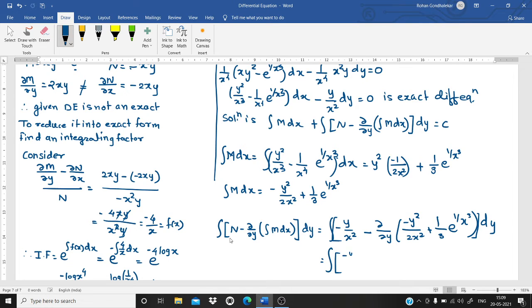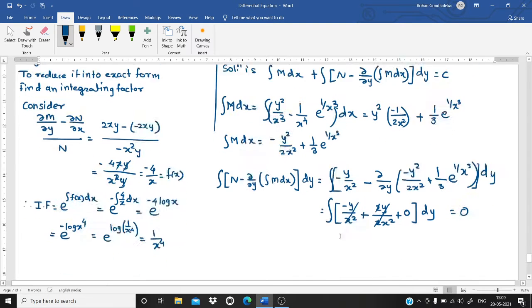integral of this, minus y upon x square as it is, and this minus becomes plus, derivative of y square is 2y upon 2x square, plus derivative of this term with respect to y is 0. Why? Because in the next term the y is not present, so the derivative will be 0, dy. Now look at this, this 2 will get cancelled. This is minus y upon x square, this is plus y upon x square, will get cancelled. Hence what is its value? 0.